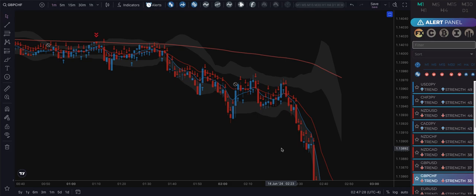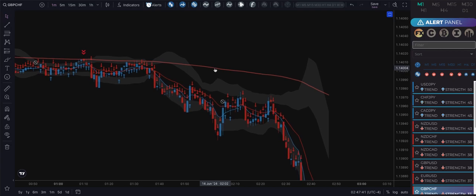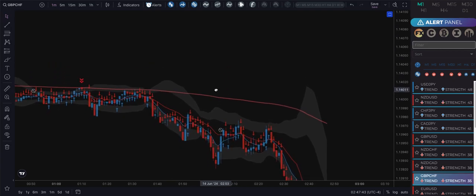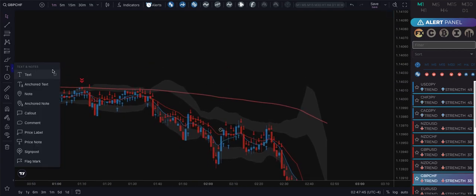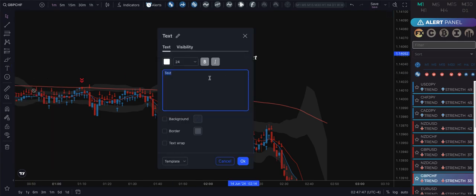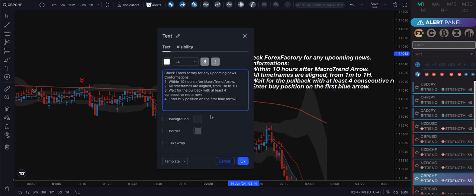I wanted to show you how you can identify an A plus quality setup on trading. So this is GBP CHF on a 1 minute time frame. We're looking for a sell, and for us to take a sell we need to have confirmations, which I will post in here, that way you can see what they are.